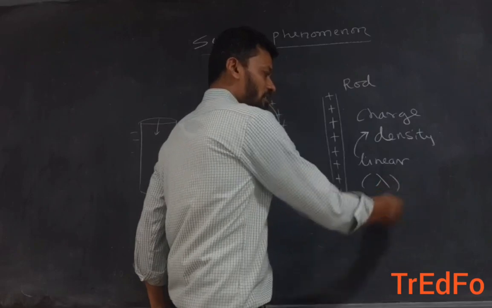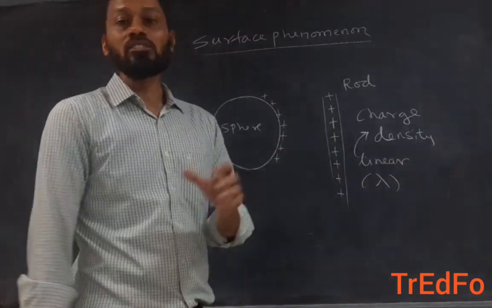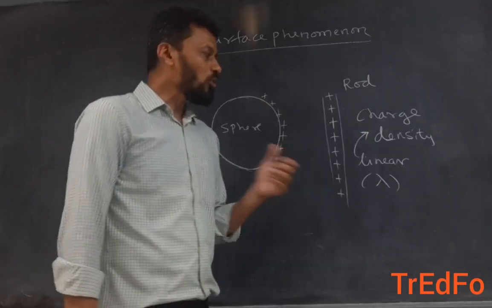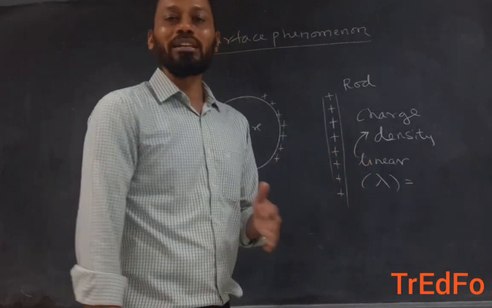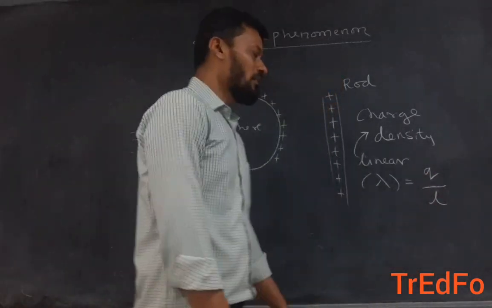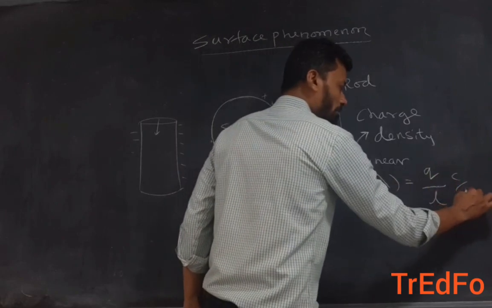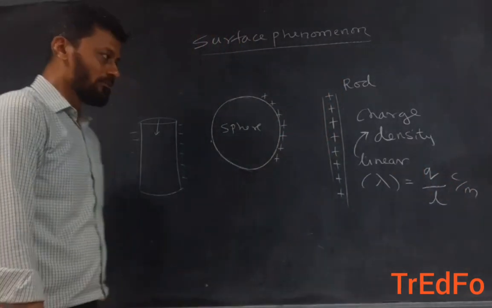In many textbooks the notation may be different, but it's lambda which we use for linear charge density. So how do we define linear charge density? It means charge per unit length, the total charge per unit length. So basically it will be coulomb per meter. Coulomb per meter is the linear charge density.